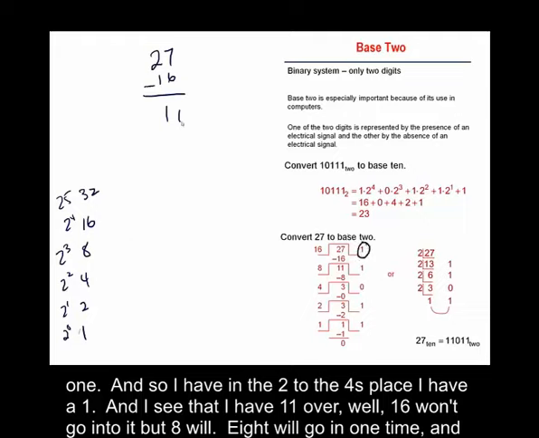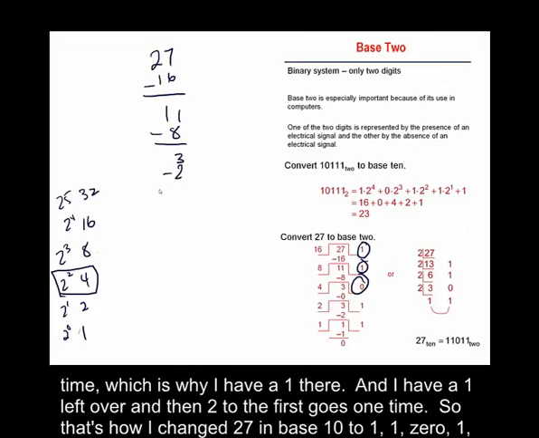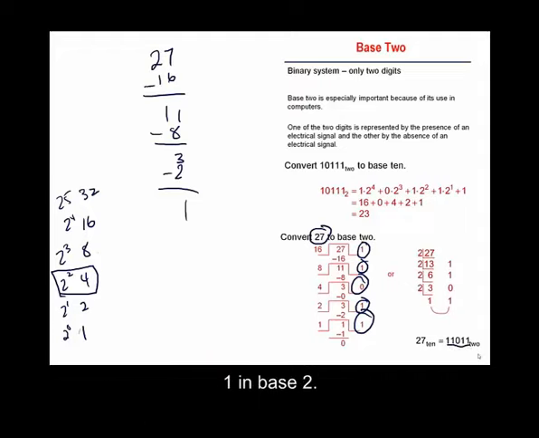And so I have in the 2 to the 4's place, I have a 1. And I see that I have 11 over. Well, 16 won't go into it, but 8 will. 8 will go in one time, and then I subtract that 8, and I have a 3. And then I'm looking at 2 squared. Well, 4 won't go in, so that's why I have a 0 there. 2 will go in one time, which is why I have a 1 there, and I have a 1 left over, and then 2 to the first goes one time. And so that's how I change 27 in base 10 to 11011 in base 2.